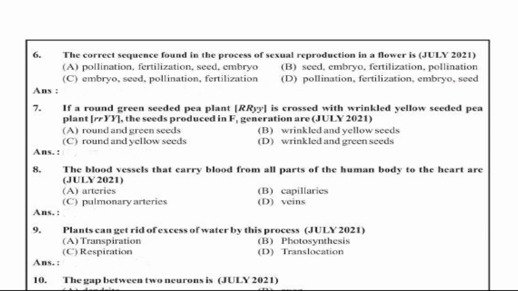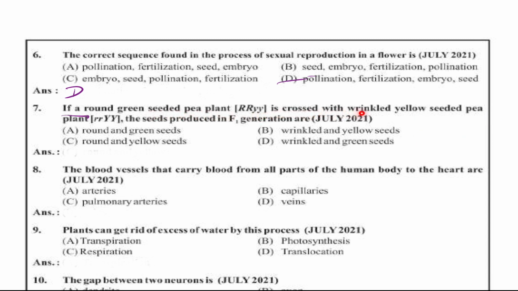Hence, the correct answer is option D. If a round green seeded pea plant, in which round is the dominant characteristic, is crossed with a wrinkled yellow seeded pea plant, where the dominant color is yellow, capital Y, the seeds produced in the F1 generation are... So when these two plants with the dominant characters of round shape and yellow color are crossed, the F1 generation we get shows the dominant characters. From here it is round, here it is yellow.